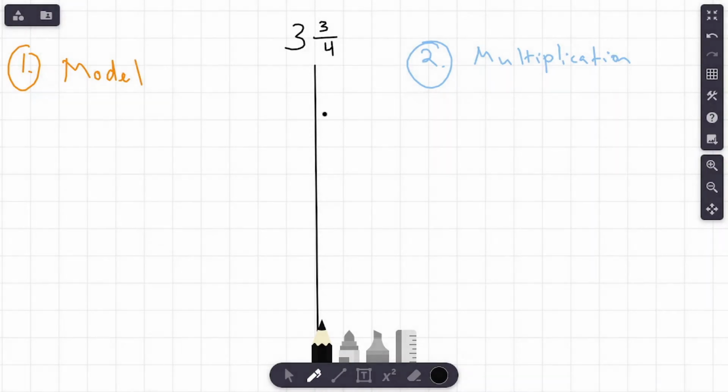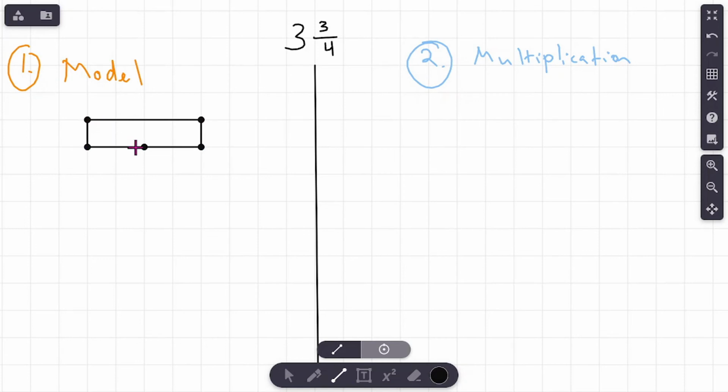All right, so here we go. We've got our problem here, 3 3/4, and we're going to do both strategies. We're going to start on the left with the model. We need to draw a model and make sure that we can see what we're doing. I'm going to break this model up into however many sections my denominator already is, because that's going to make it easy for me at the end. My denominator is 4, so I'm going to have 4 equal sections.